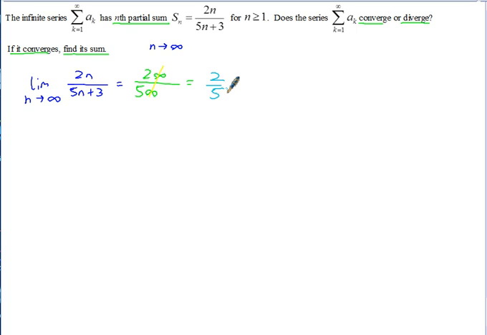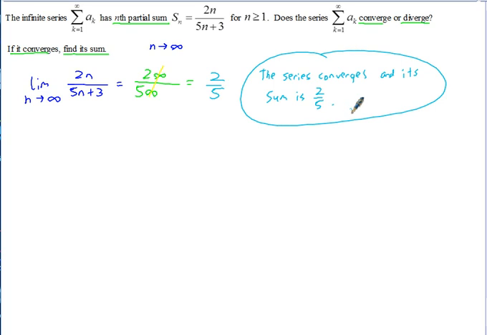So we got a specific number, which means this series converges. And what's the sum? We just found it. And its sum is 2/5. Whereas if this hadn't been a finite number, if we got an infinity here, then that would have told us that this series, in fact, diverges.